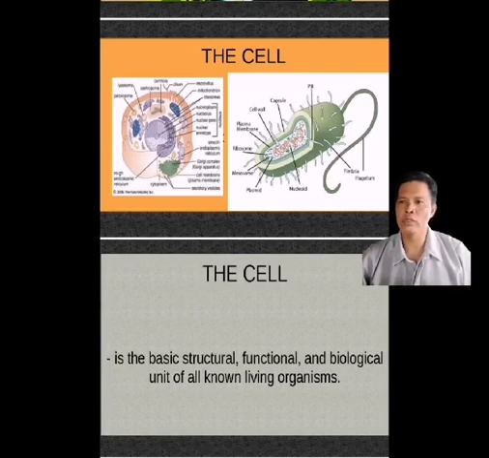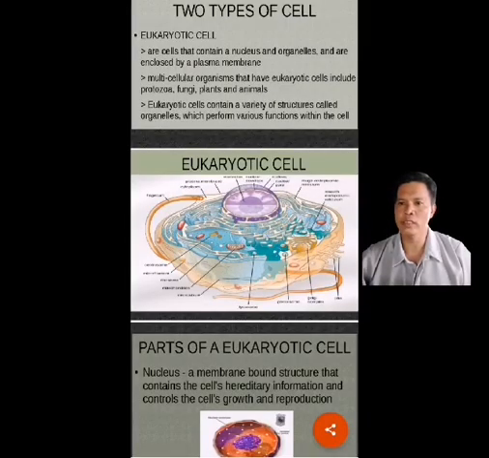Before that, we are going to define what a cell is all about. The cell is the basic structural, functional, and biological unit of all living organisms. There are two types of cells, the eukaryotic cells. Eukaryotic cells are cells that contain a nucleus and organelles and are enclosed by a plasma membrane. Multicellular organisms that have eukaryotic cells include protozoa, fungi, plants, and animals. And also contain a variety of structures called organelles which perform various functions within the cell.